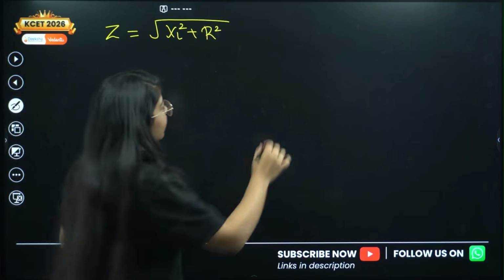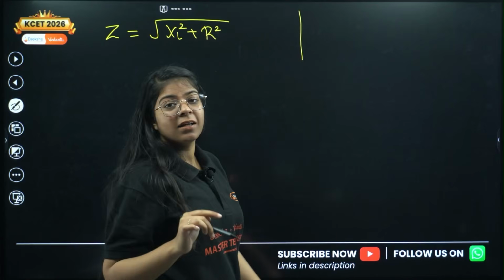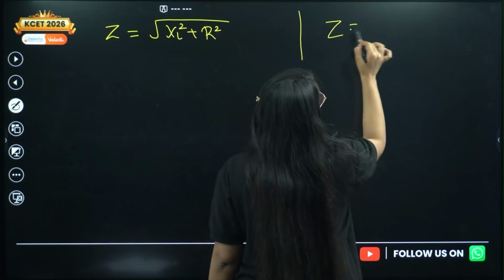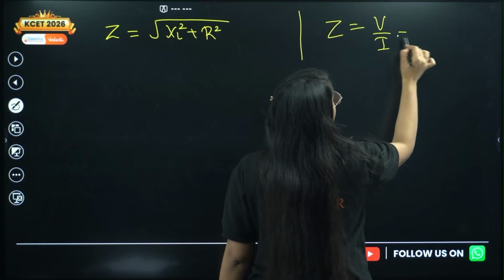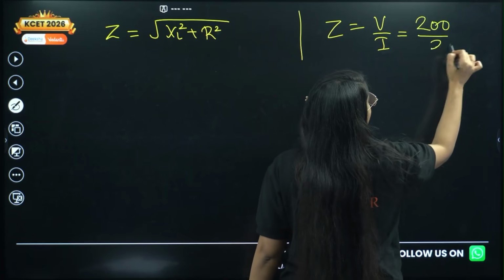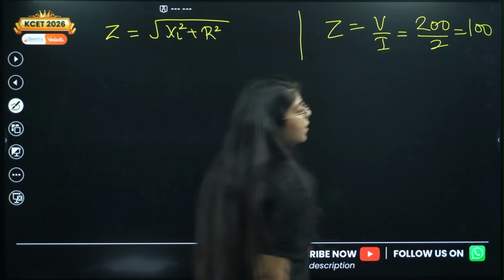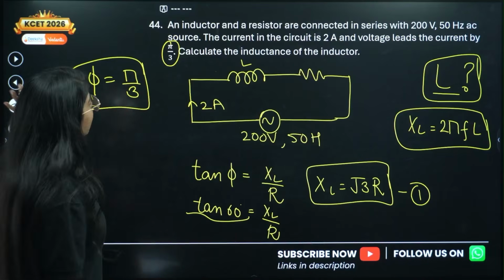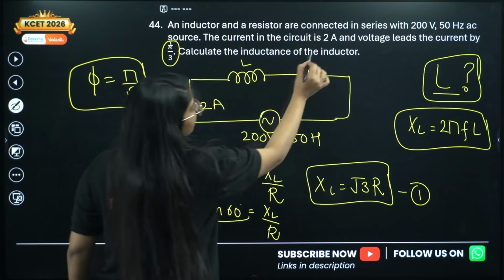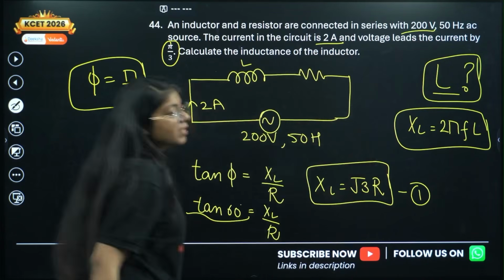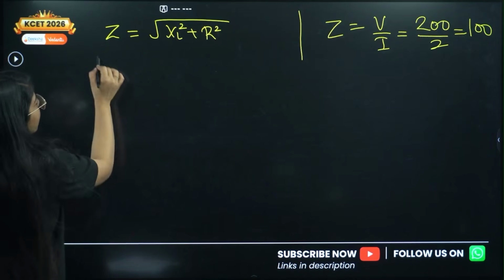Correct? But we are given voltage and the current. So total impedance will be V by I simply. That is 200 divided by 2. So this is 100. So impedance of this whole circuit is 100 because we are given the current as well as the voltage of this circuit. Correct? Can I put that here?